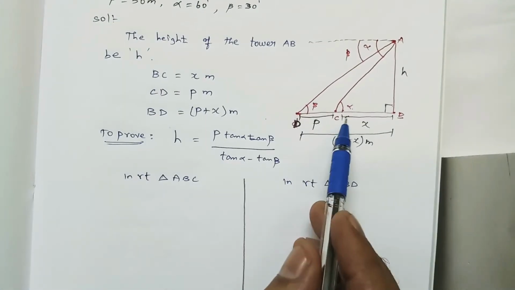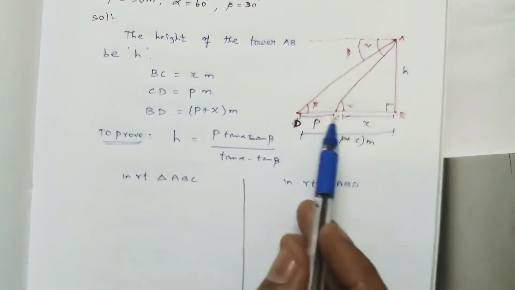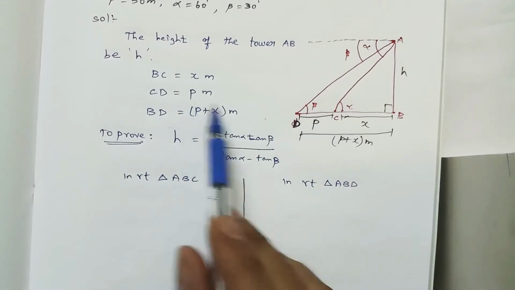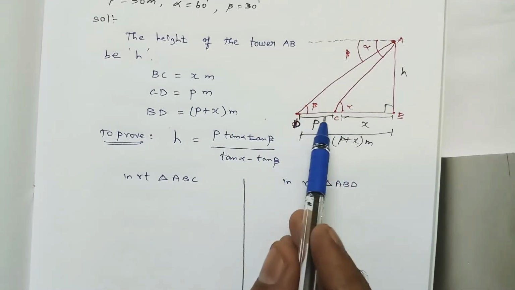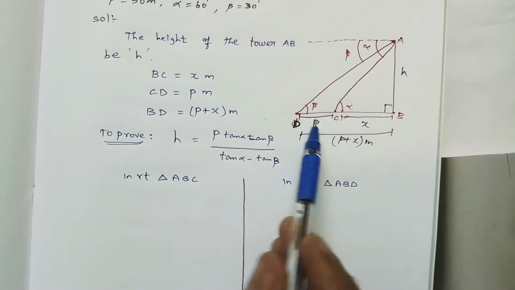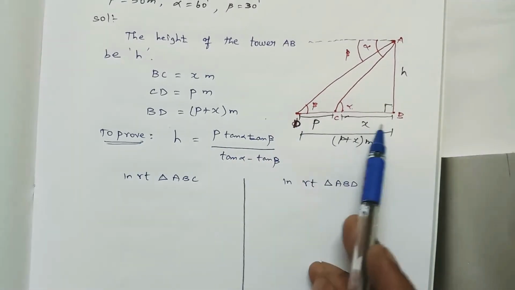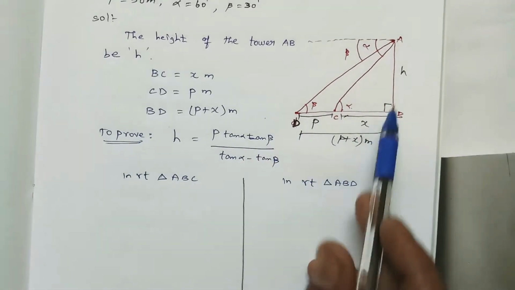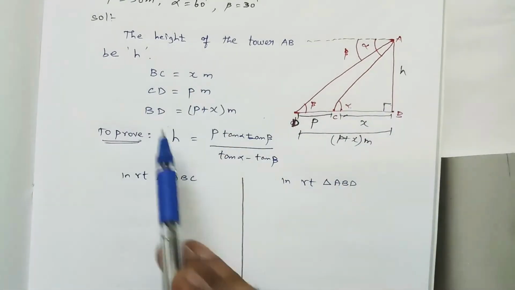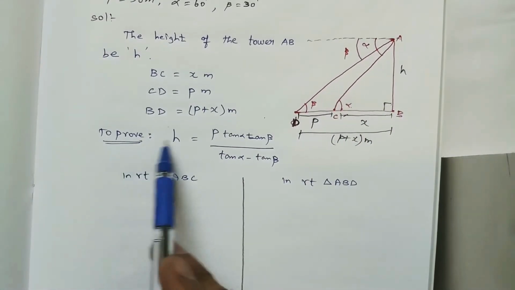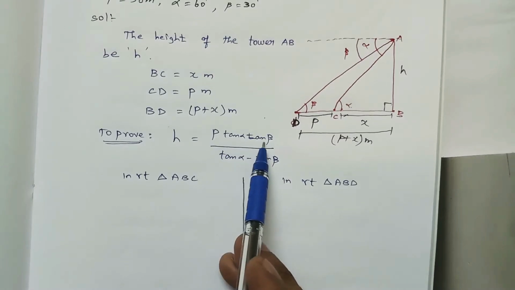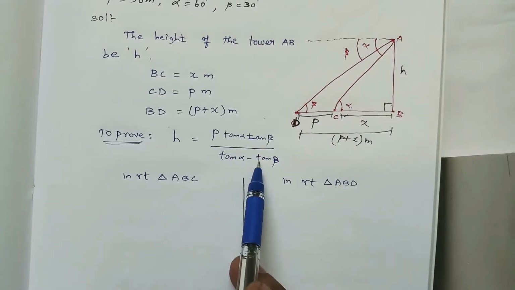Next, assume that BC is x meter, and they have given that CD is P meter. CD is the distance between the points C and D, which is P meter, and BD is P plus x meter. I have written all those things, and H meter. And what we want to prove is that H is equal to P tan alpha tan beta divided by tan alpha minus tan beta.